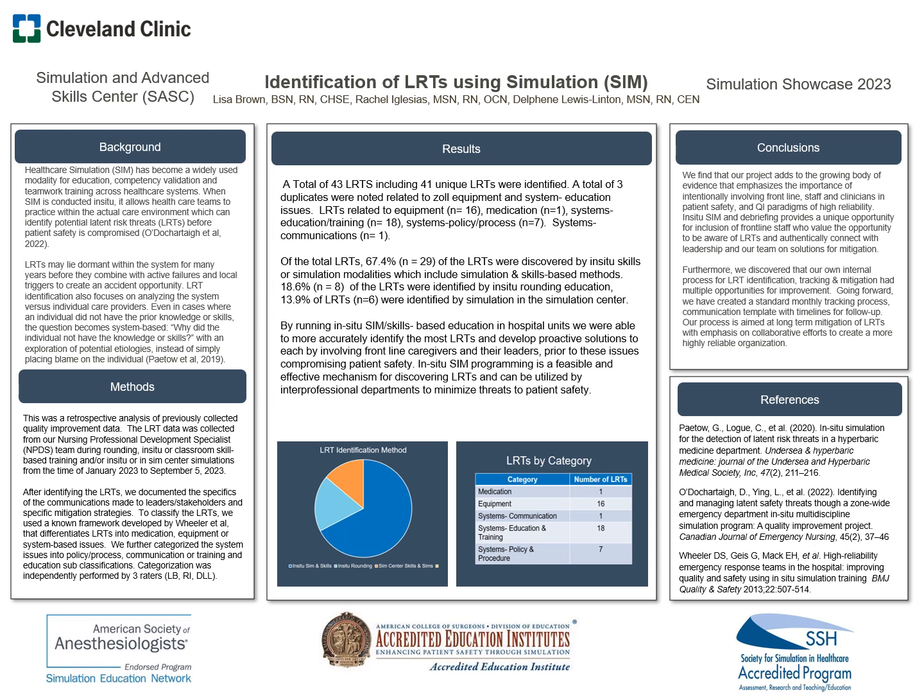Furthermore, we discovered that our own internal process for LRT identification, tracking, and mitigation had multiple opportunities for improvement. Going forward, we have created a standard monthly tracking process with a communication template, timelines to leaders and stakeholders, as well as quarterly follow-ups and communications. All of these are aimed at long-term mitigation of LRTs with the emphasis on collaborative efforts to create a more highly reliable organization.